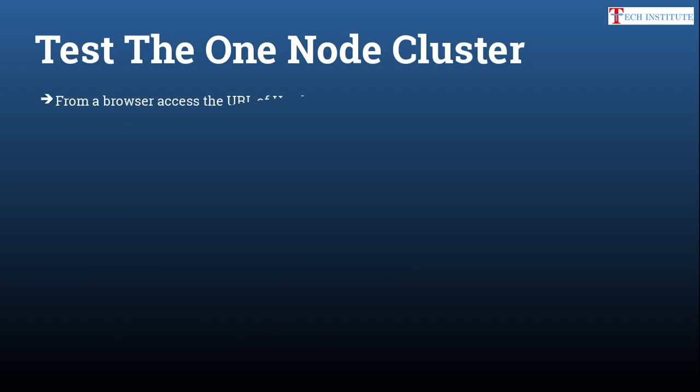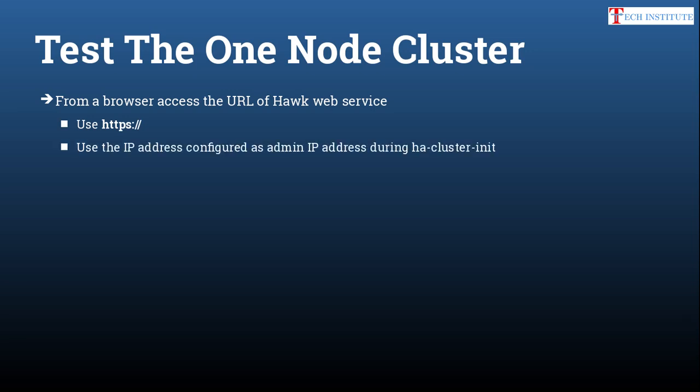Once you are done with this, you need to test that one node cluster. For that, from a browser you open the HA web console. Use HTTPS and the IP address you got during the ha-cluster-init script run. If you are setting up a virtual IP, as you saw in previous slides, then you have to use that virtual IP for your Hawk web console, and you have to use the port number 7630. So the example is HTTPS, then the IP, and :7630.